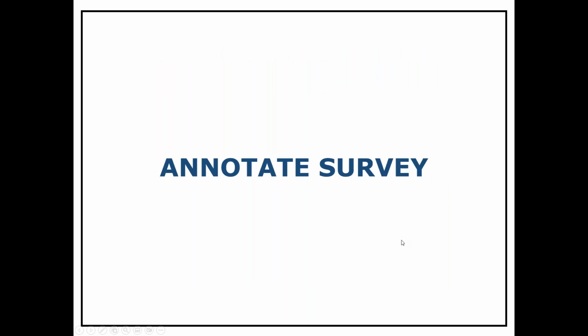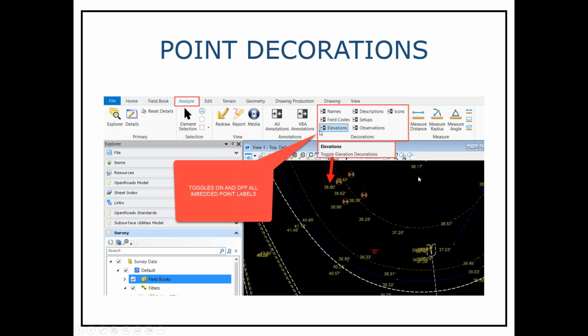Moving on to annotate the survey. Point decorations are a big difference in ORD. If you go into your survey workflow and drop down to the survey tab, you'll see analyze right here. Over on the right, this is what they call point decorations, meaning your point, your description, and your elevation, setups and observations. You're probably not going to care about those too much. Field codes are usually pretty obvious, but the names, the elevation, and the description are commonly used. This is where you do it.